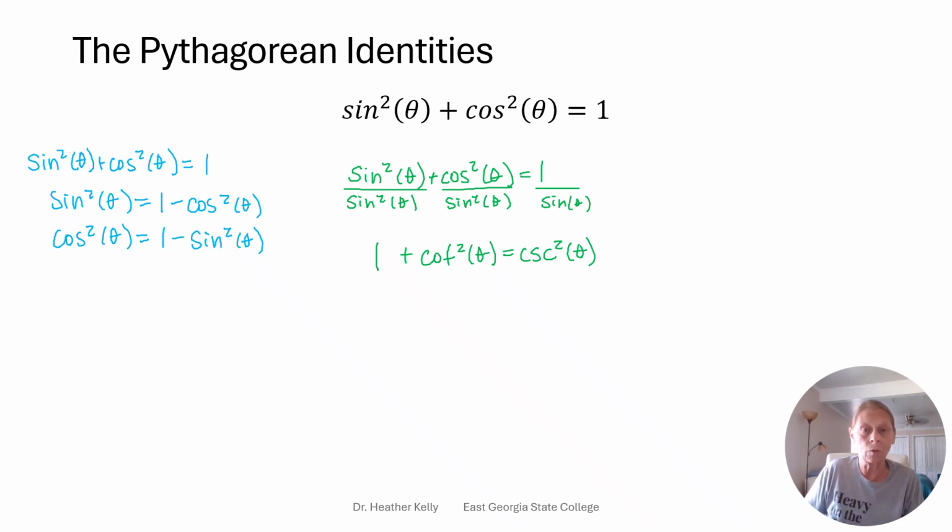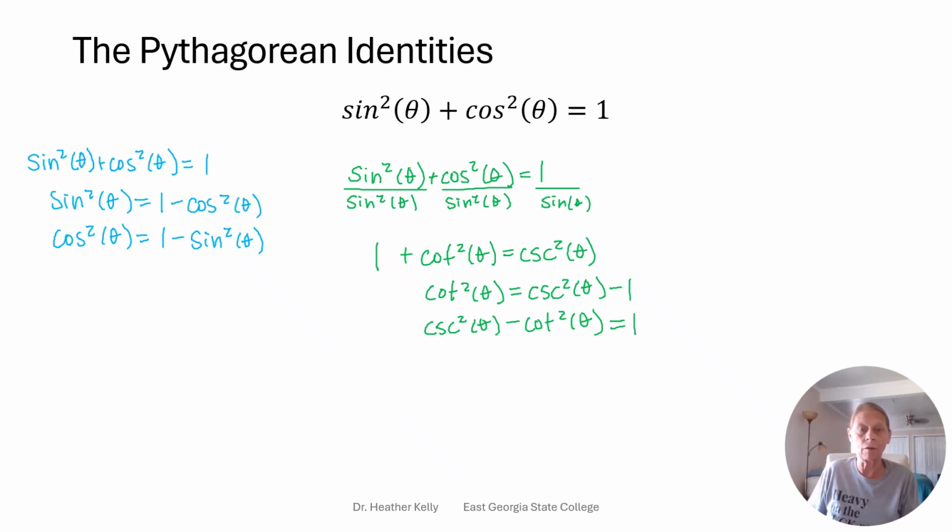We could write it as cotan squared theta is equal to cosecant squared theta minus 1. And we can also write it as cosecant squared theta minus cotan squared theta is equal to 1. So those are the other ways we can write that one.